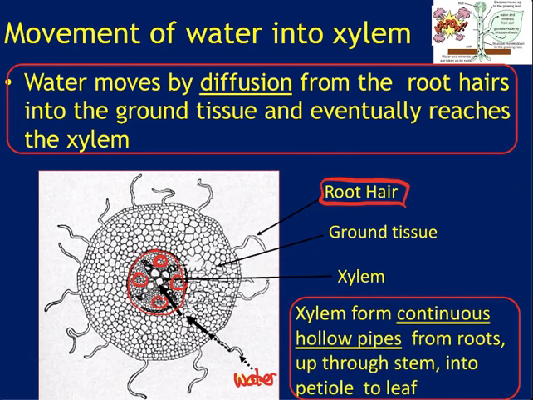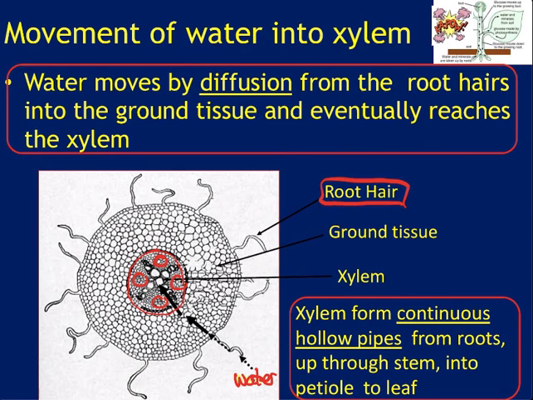So the method into the ground tissue and xylem is by diffusion, and we've already done this when we did our vessels and our tracheids. That xylem is a continuous hollow tube, and it goes from the roots all the way up through the aerial parts of our plant.